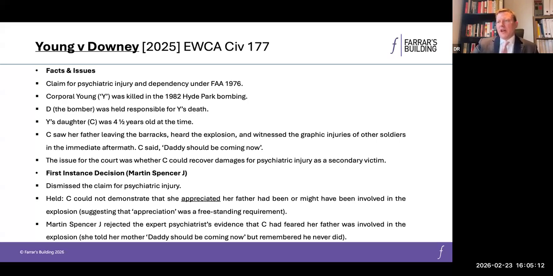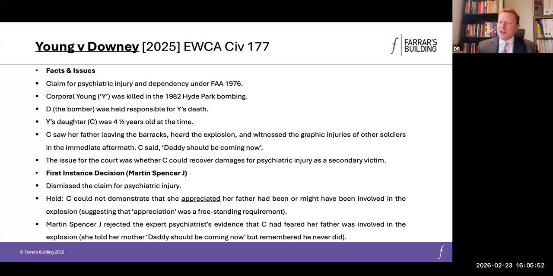At the time of the atrocity, she was 4 years old, 4.5, I think. She saw her father leave the barracks. She heard the bomb go off, and then she saw other soldiers return to the barracks covered in blood and injured, embedded with nails and such like. And then she said to her mother the words, "Daddy should be coming now." Tragically, her father didn't ever return. So did those features mean that there was a sufficient proximity for her to claim successfully as a secondary victim as a witness to the incident or its immediate aftermath?